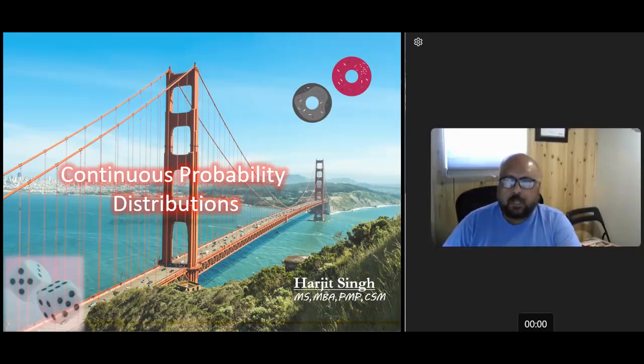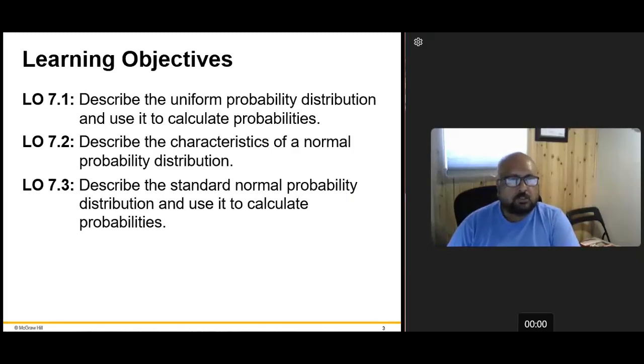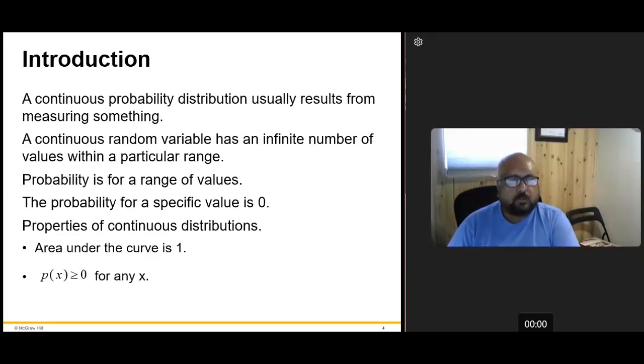The learning objectives in this session include learning about how the uniform distribution works and how to apply it to determine probabilities. Then to understand the normal probability distribution's properties and how it is shaped. Finally, to explore how to use the standard normal distribution and apply it to real world problems using the Z value. So these are the objectives we were talking about.